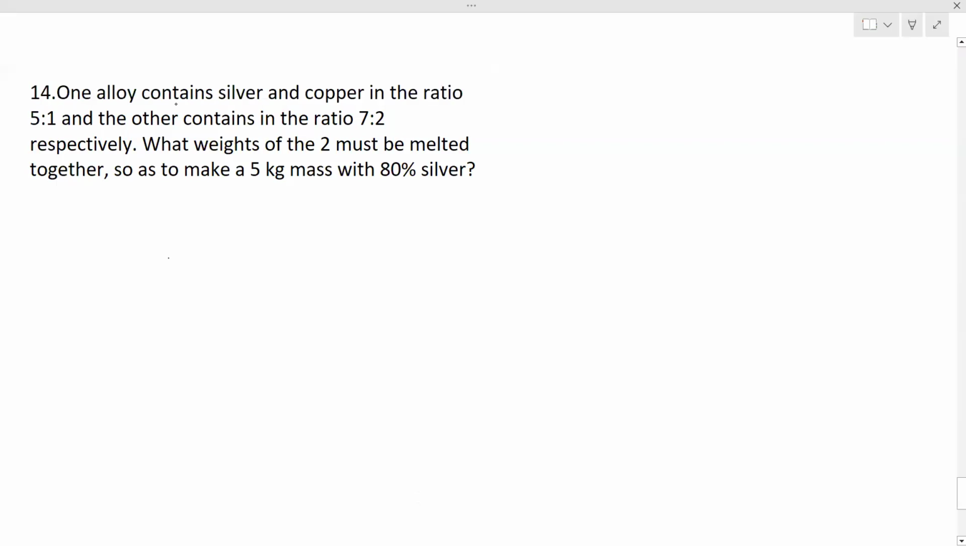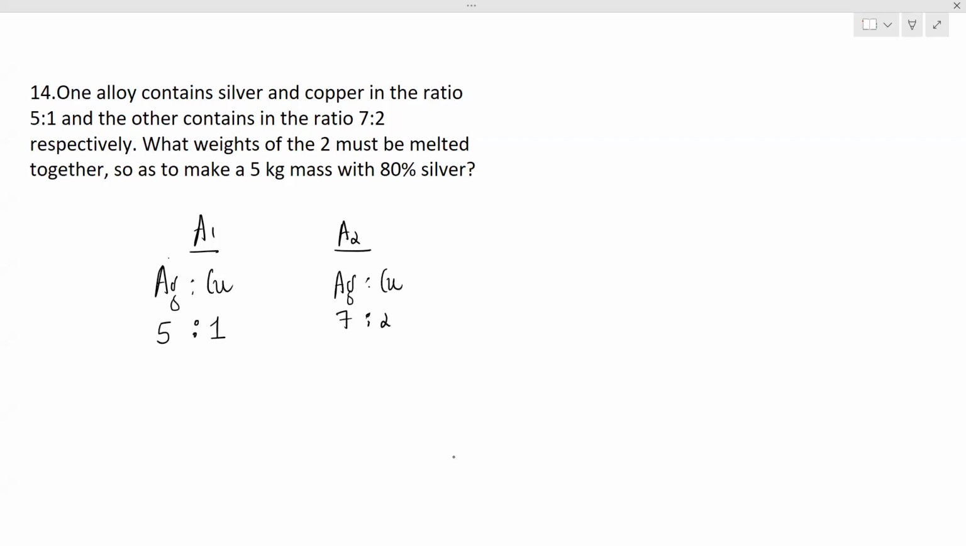Done? Wherever you are, stop. Let's try it together. One alloy contains silver and copper in the ratio 5 is to 1. There is alloy 1, silver and copper. Silver Ag, copper Cu, in the ratio 5 is to 1. There is another alloy A2 that contains silver and copper again, in the ratio 7 is to 2, meaning again only silver and copper are there and they are in the ratio 7 is to 2.